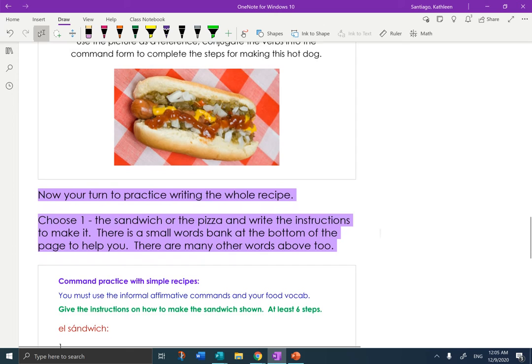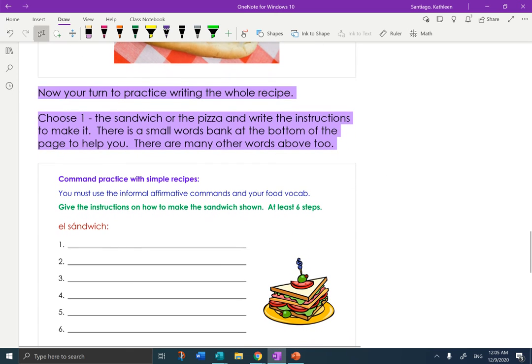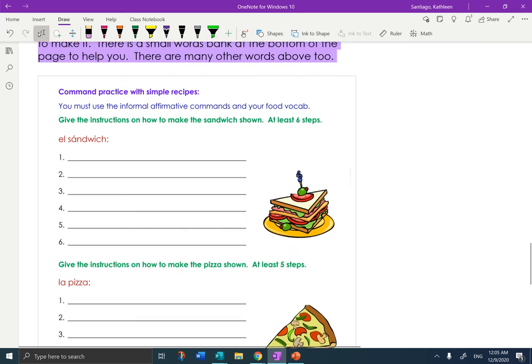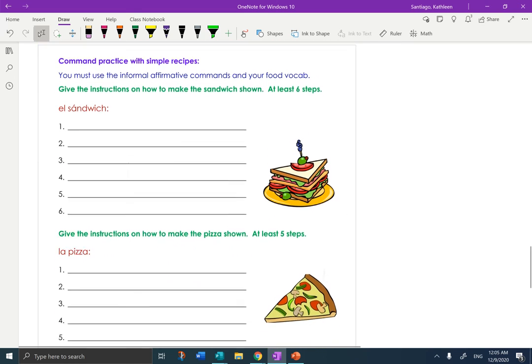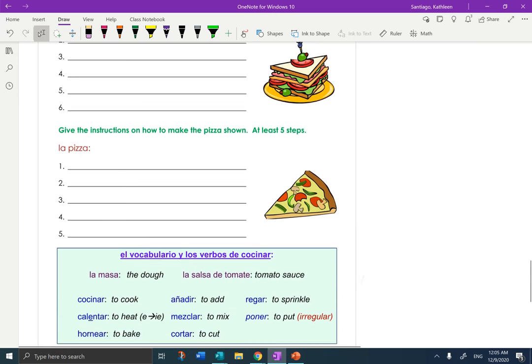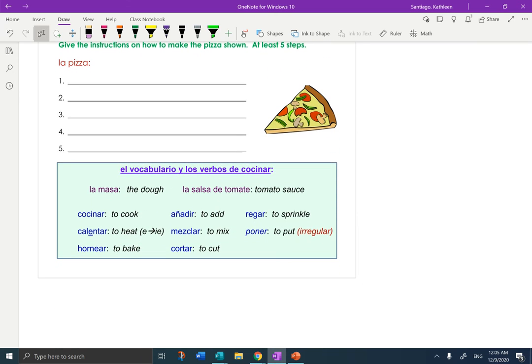Now in the purple, now it's your turn to practice writing the whole recipe. Choose one, either the sandwich or the pizza, and write the instructions to make that food item. There's a small word bank at the bottom of the page to help you, but there's also many words and verbs above in the work that you've already done. Okay, so there you have the sandwich for reference. You have la pizza, and then you have words that you might need.